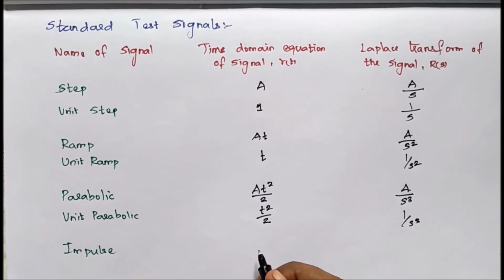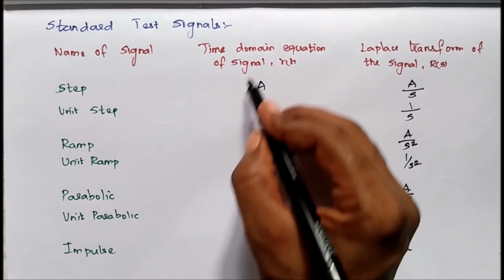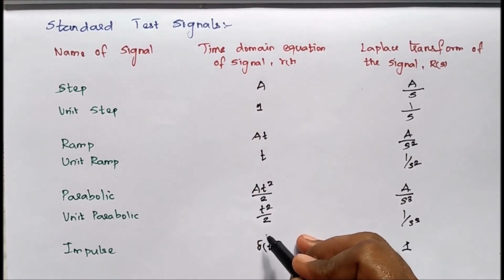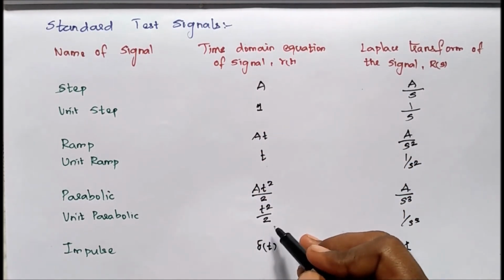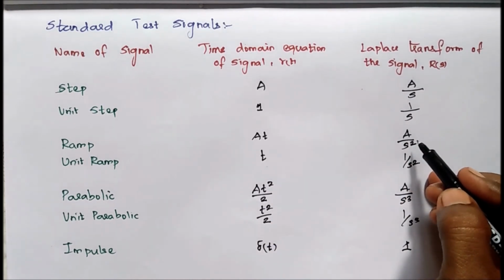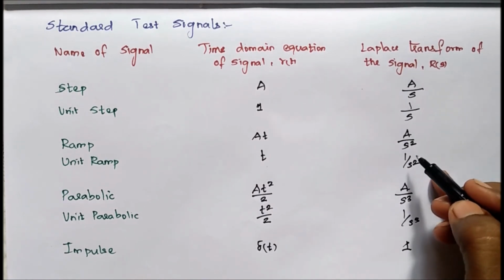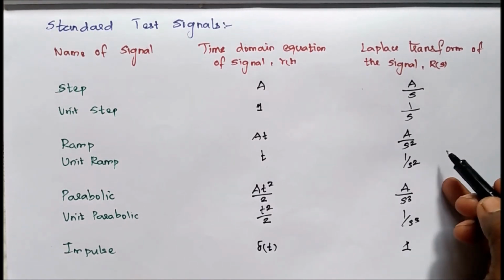Next, for the impulse, we know at t equal to 0 its value is infinity. Therefore we represent it as del of t. If we take the Laplace transform for this, its value is 1. So we see these are all the basic types of signal, their expressions in terms of time domain, and their equivalent expressions in terms of Laplace transform, otherwise called the S domain or frequency domain.